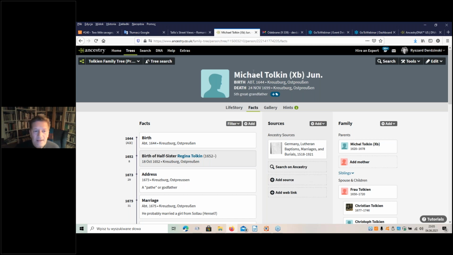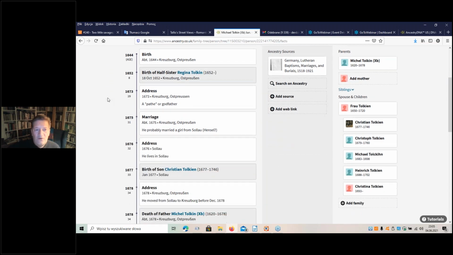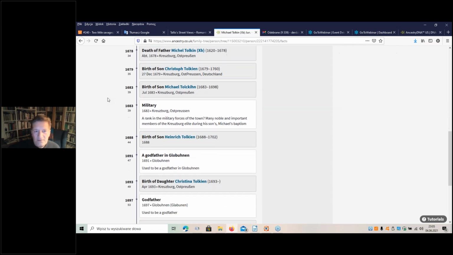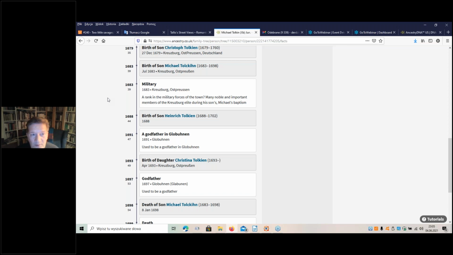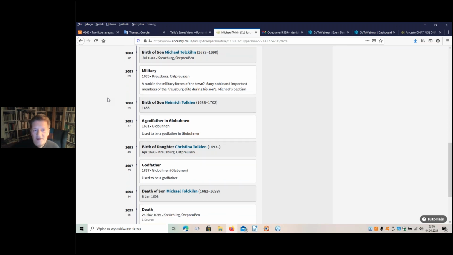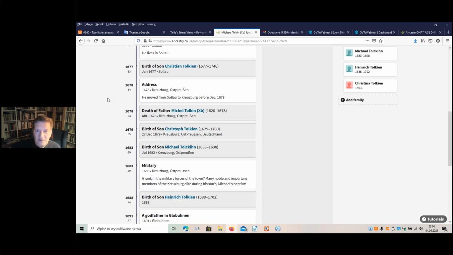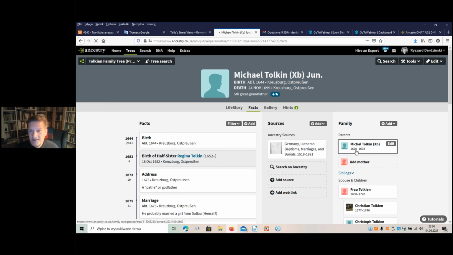So they were cousins. And here you can see that this Michel Tolkin was born about 1644 and he died in 1699. I don't know what his occupation was, but it was probably connected with military in the town, because many important and noble persons from Kreuzberg were present during his son Michael's baptism. And I can see from the tradition of Prussia and Gdańsk that it was typical for people who served in the militia of the town, for example. And he died in Kreuzberg in 1699. And his father was Michel Tolkin.